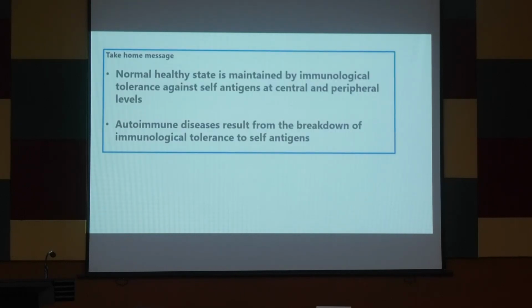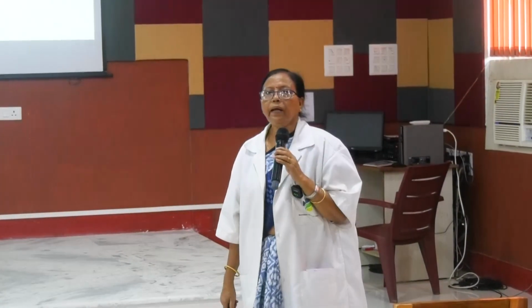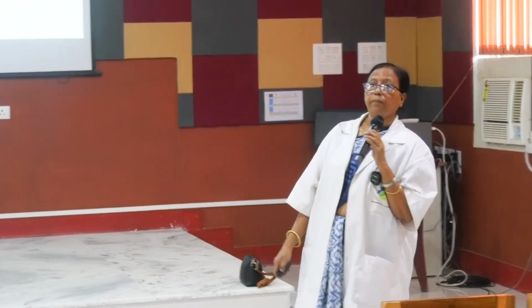So, what is the mechanism? Take home message: the normal healthy state is maintained by immunological tolerance against self-antigen at the central and peripheral level, and autoimmune disorder results from the breakdown of this. This is the nutshell you have to know for short notes, to understand what autoimmunity is, how normal tolerance is maintained and how disease is produced. Some examples will come.